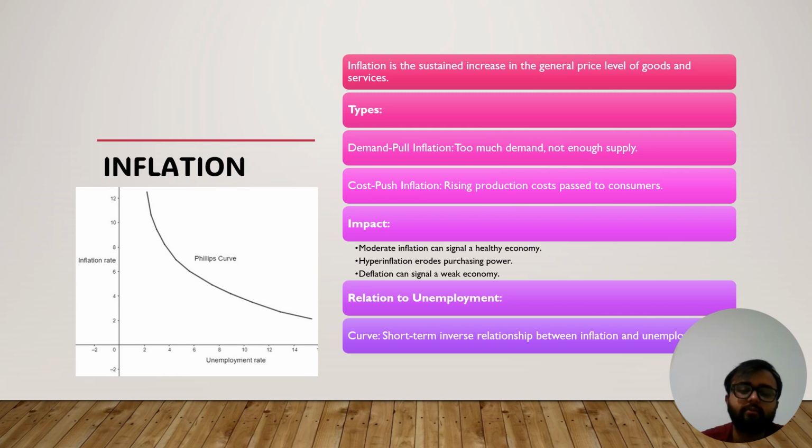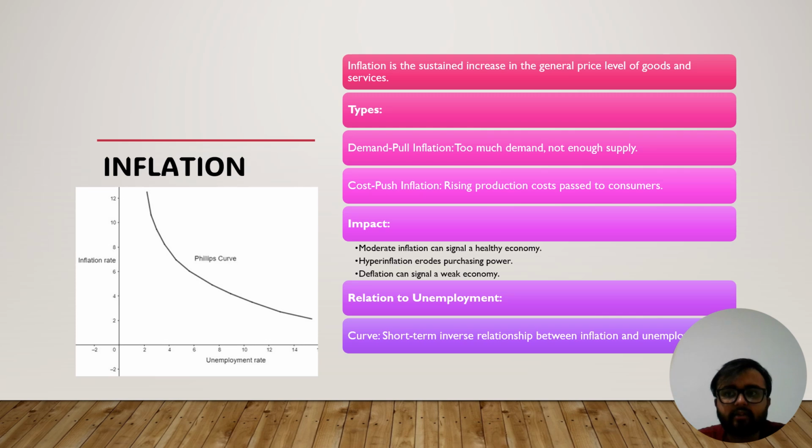The first one is demand pull inflation. That means that the demand for a particular good is very high, but there is not enough supply in the economy. The other one is cost push inflation. That means that when the cost of production rises, the price of a particular good rises as well. How does inflation impact the economy? Moderate inflation can be a signal of a healthy economy because gradually the prices are rising, so is the income level of consumers.